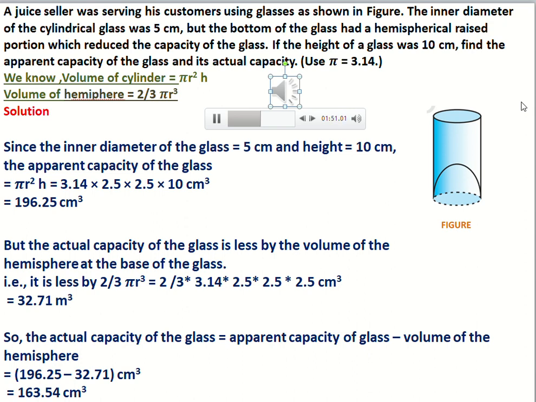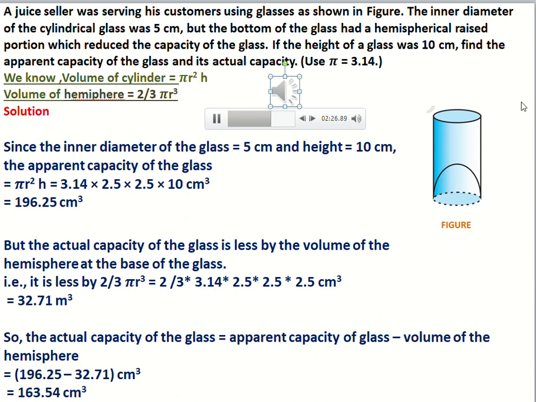Since the inner diameter of the glass is 5 cm and height is 10 cm, as given, the radius is half of the diameter, that is 5 by 2, which is 2.5 cm. The volume of the cylinder is pi r square h. Here pi is equal to 3.14, and r is equal to 2.5.